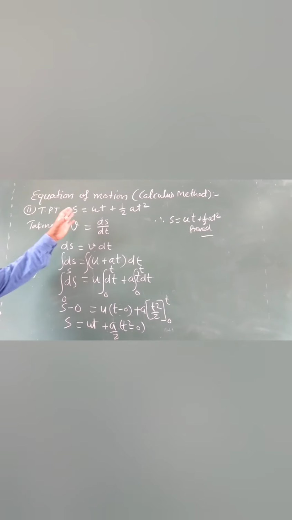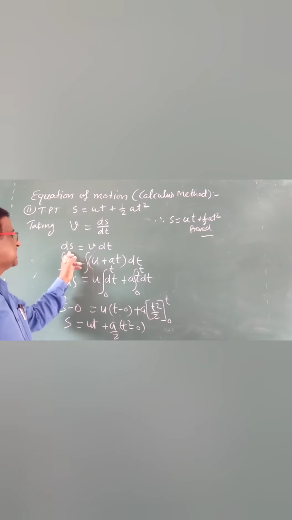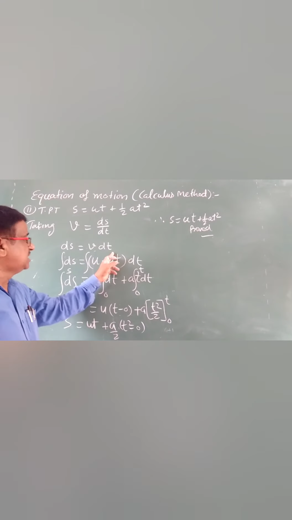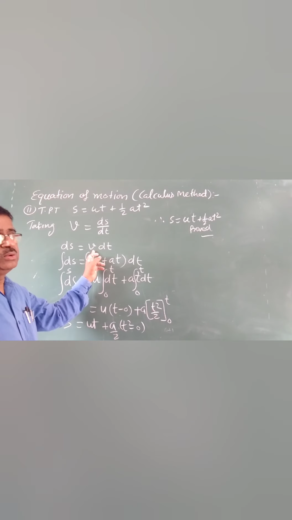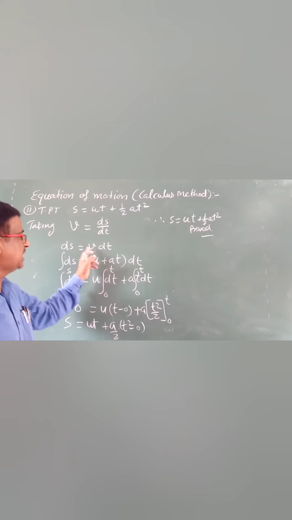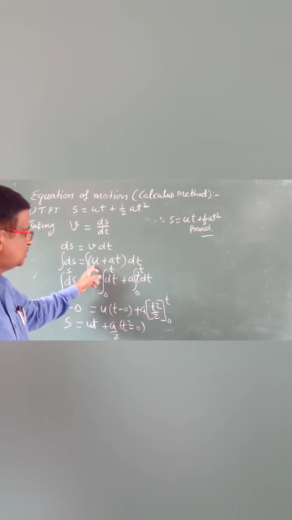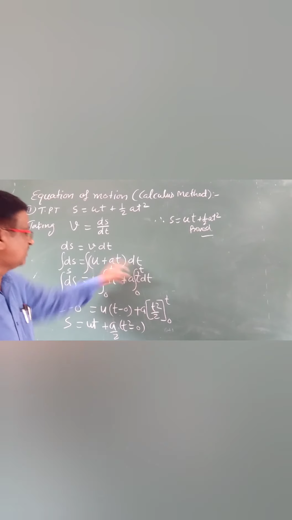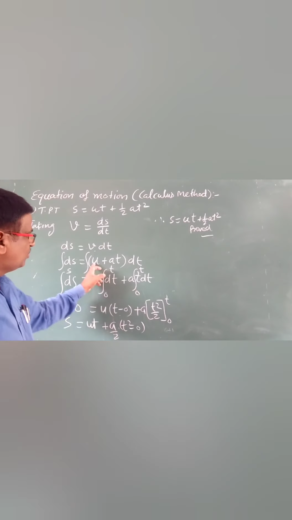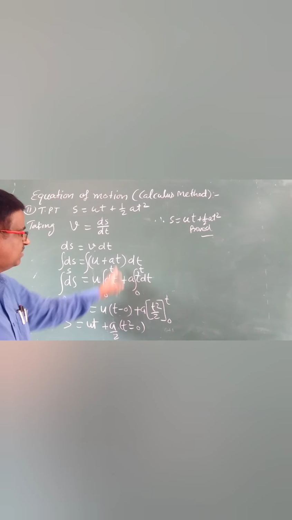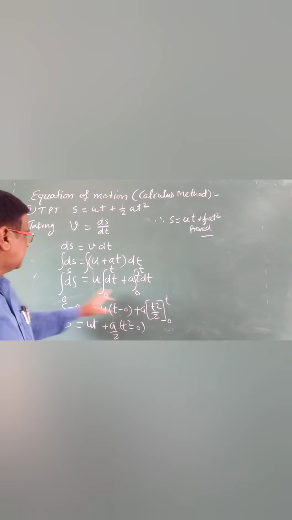To prove this, we will take v is equal to ds by dt, and so we will get ds is equal to v dt. Substituting the value from equation 1 in this, that is v is equal to u plus at, and then multiplying, we will get u dt plus at dt, and then integrating on both sides.